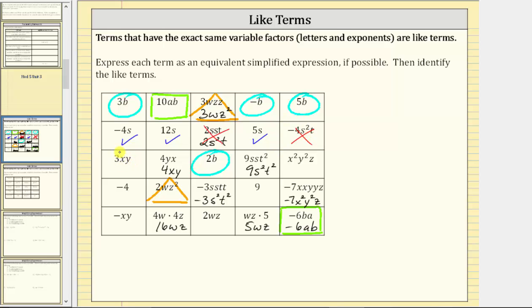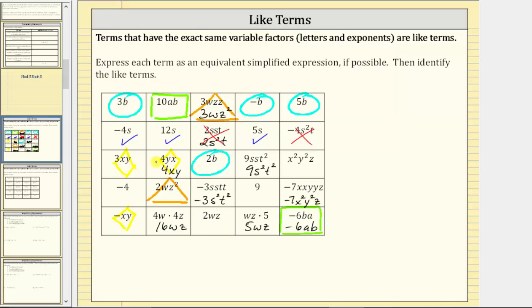Next term is 3xy. All the terms that have exactly 1 factor of x and 1 factor of y will be like terms. This time let's make a rhombus to identify the xy terms. So 3xy and 4xy are like terms, and so is negative xy. There are no other terms that have exactly 1 factor of x and 1 factor of y, so we're done with the xy terms.